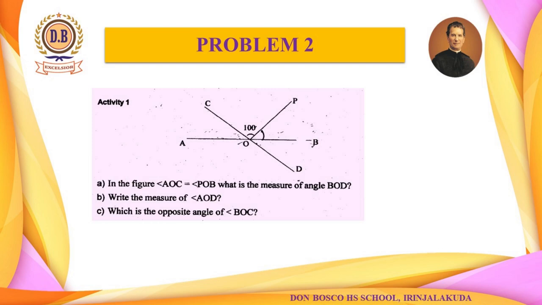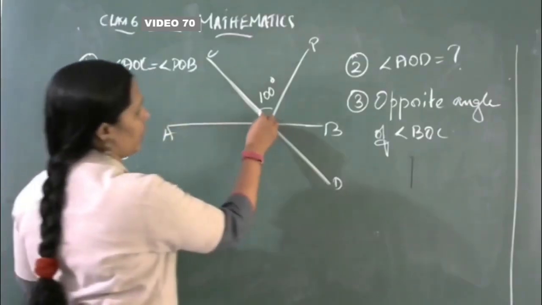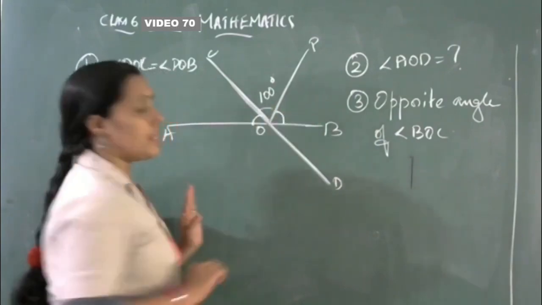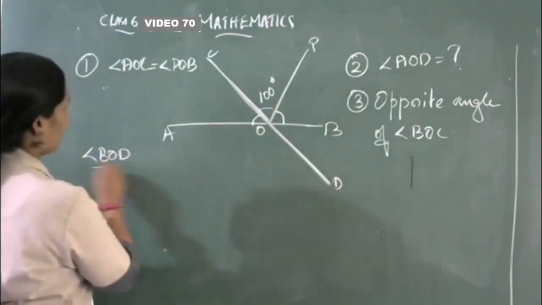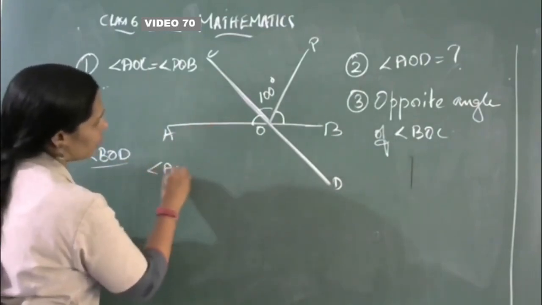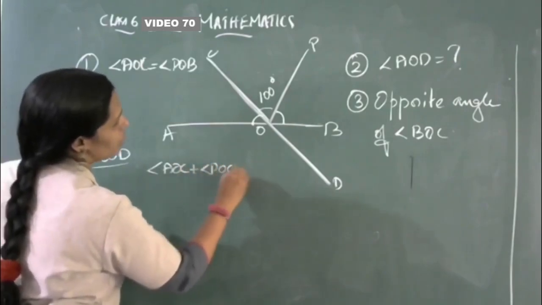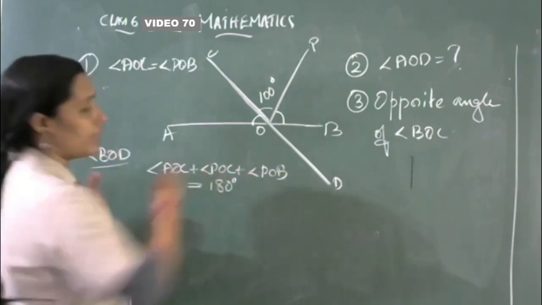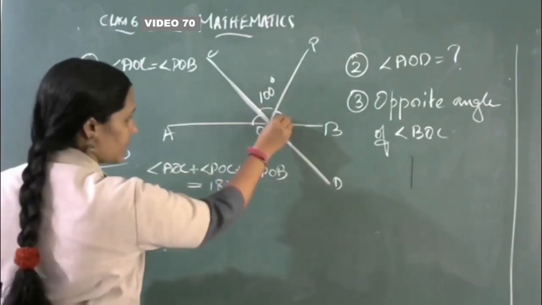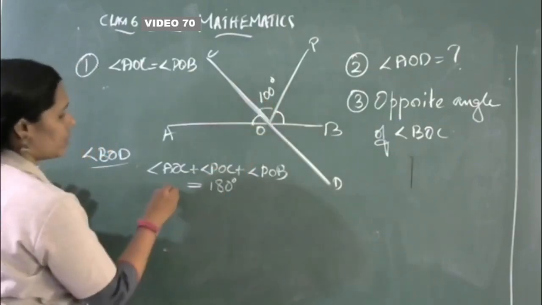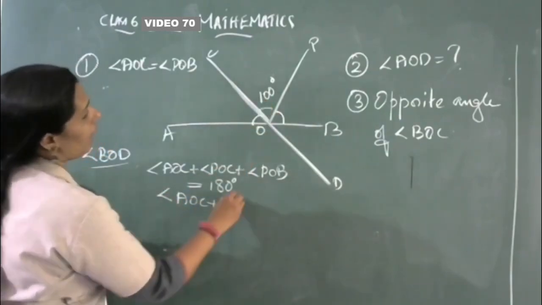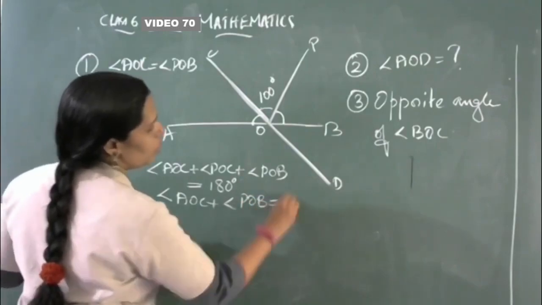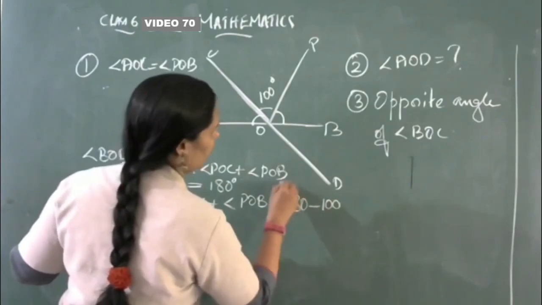Listen here. Okay children, angle AOC is equal to POB. Can you see? Okay, these two angles are equal. So we know that these three angles sum is what? 180 degree. For finding angle BOD, first we can write angle AOC plus angle POC plus angle POB is equal to 180 degree. Is it? Now it is given that these two angles are equal and this is 100 degree. So we can write angle AOC plus angle POB is equal to 180 minus 100.